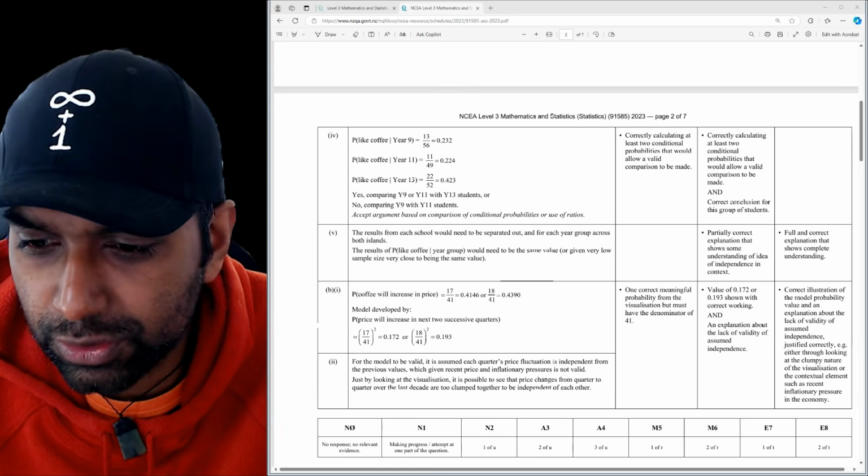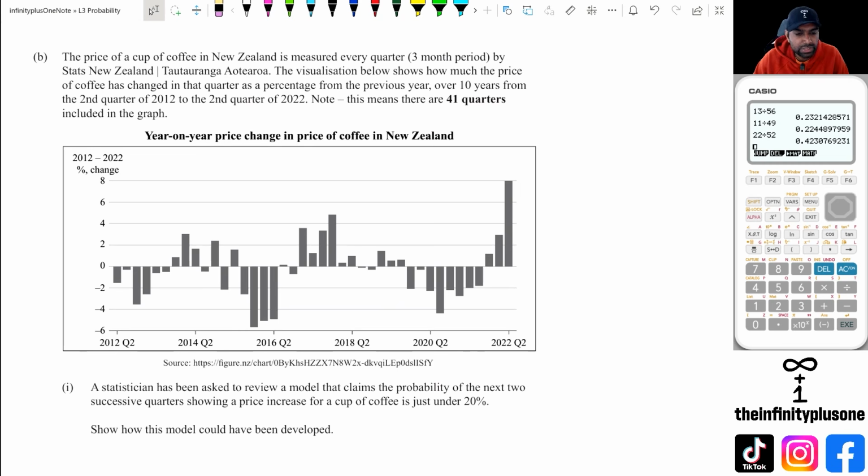So yeah, let's move on to the next question. All right, folks. For this question, what we've got is the probability of the next 2 successive quarters showing a price increase. Now, there are actually 41 quarters here, because we can see that from what's listed there.